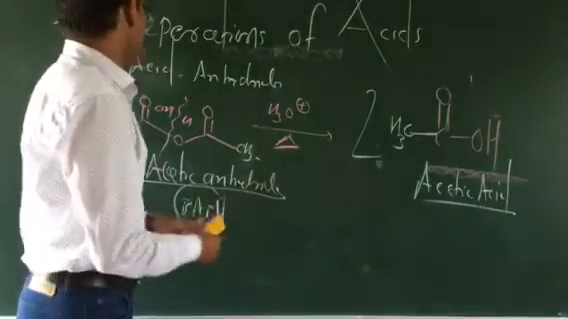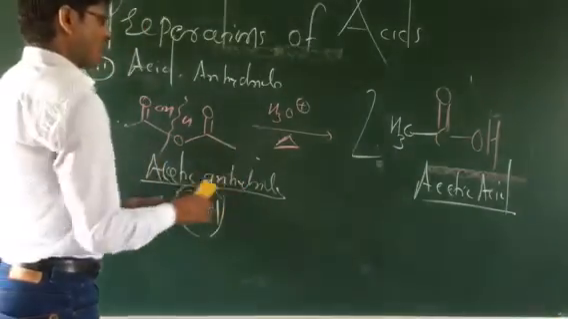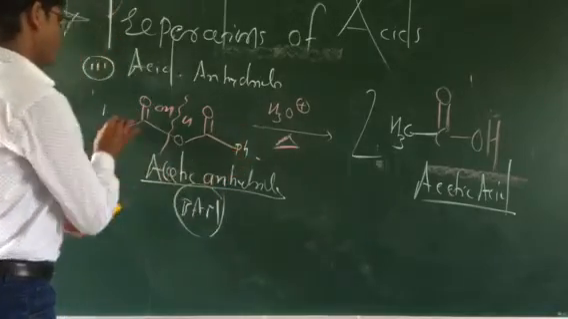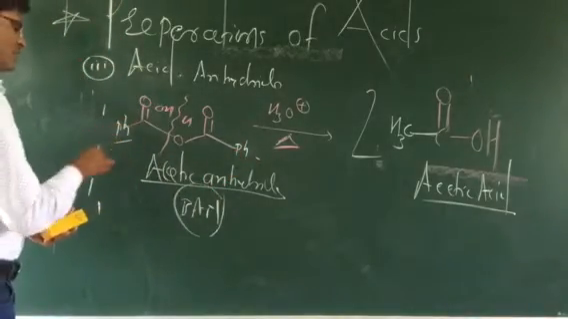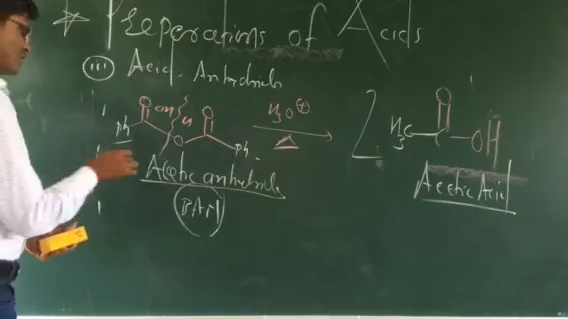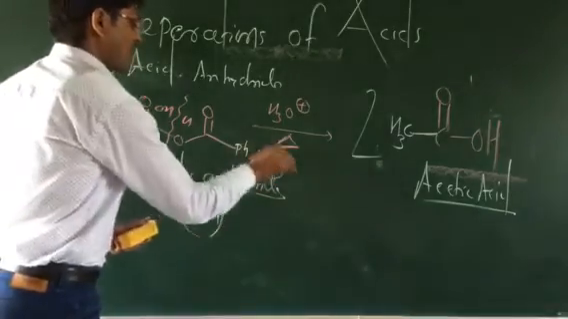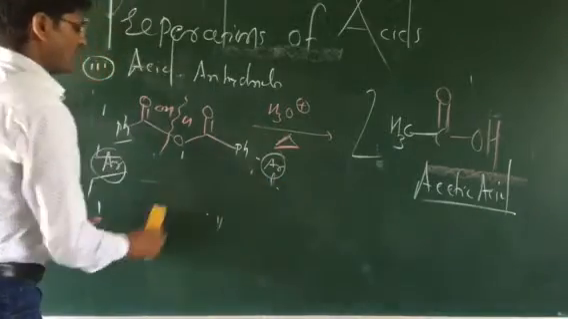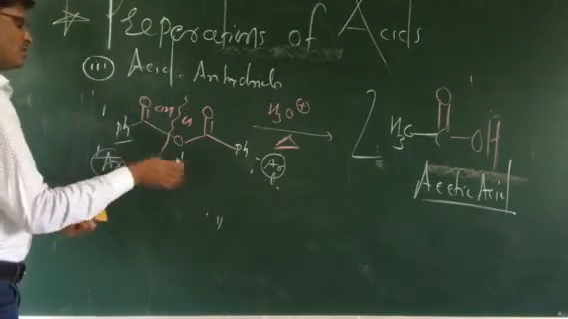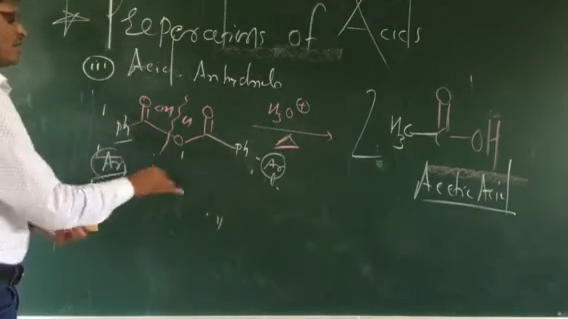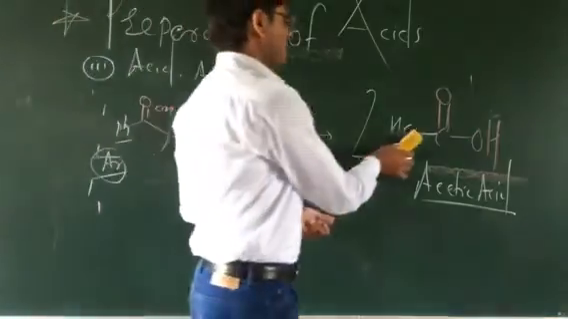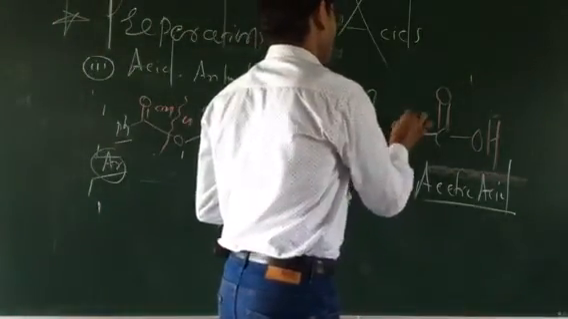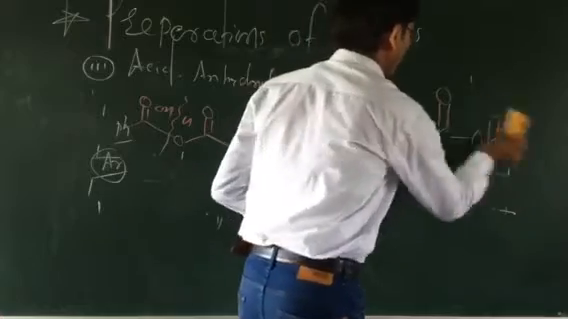Instead of CH3, you can take an aromatic group also, Ph. Instead of Ph, I can write Ar. Here we can write Ar, we can write Ph also. So that is aromatic acid. This is benzene, the benzene anhydride. You can say this is aromatic anhydride. It is converted again into aromatic acid.